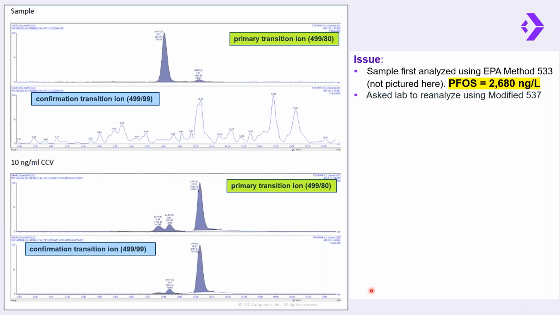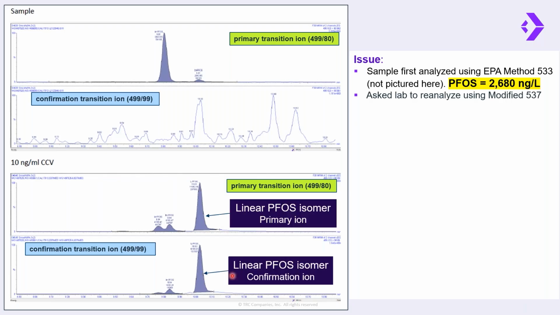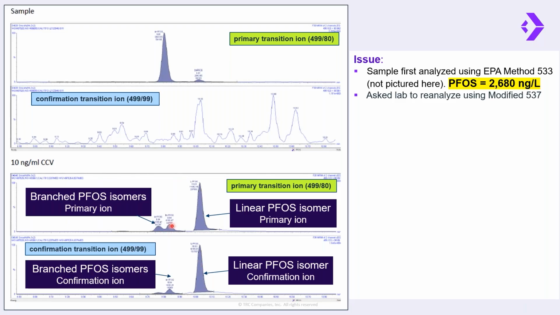So let's look at the chromatogram here on the bottom. This chromatogram down here is a typical chromatogram of PFOS in the calibration standard. You can see here, there's a larger linear isomer of PFOS on the right side, okay? And you can see there's a peak here for the primary ion on top and a peak for the confirmation ion on the bottom. And then the smaller branched isomers are on the left here.